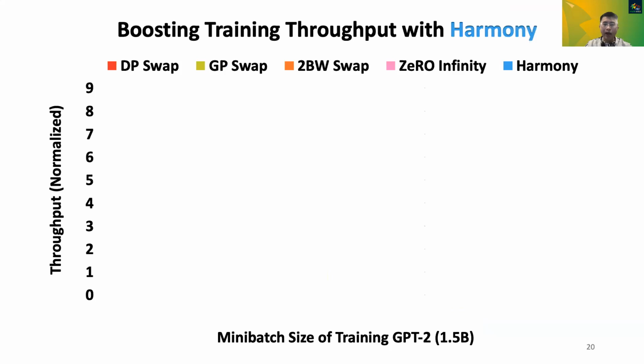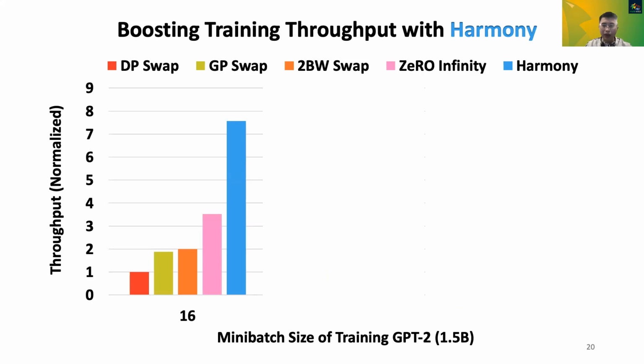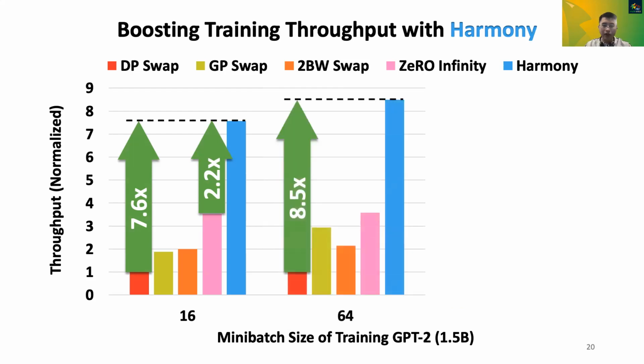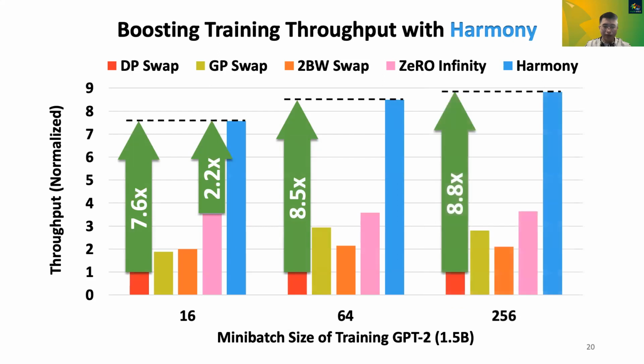Now, let's look at how Harmony benefits training. We compare the throughput of all approaches at different mini-batch sizes. At mini-batch size 16, we can see that compared to the baseline DP swap, Harmony speeds up training by 7.6x. Even compared to the SOTA ZeRO-Infinity, Harmony still speeds up by 2.2x. Importantly, when we scale up the mini-batch size, Harmony becomes faster and faster. This is the result for training GPT-2. Other massive models show similar results.